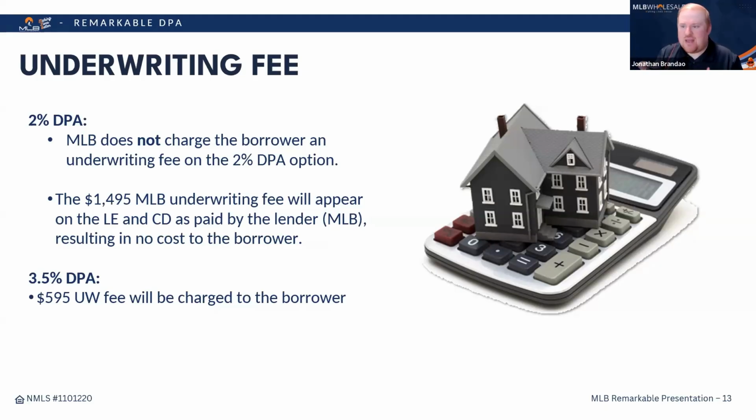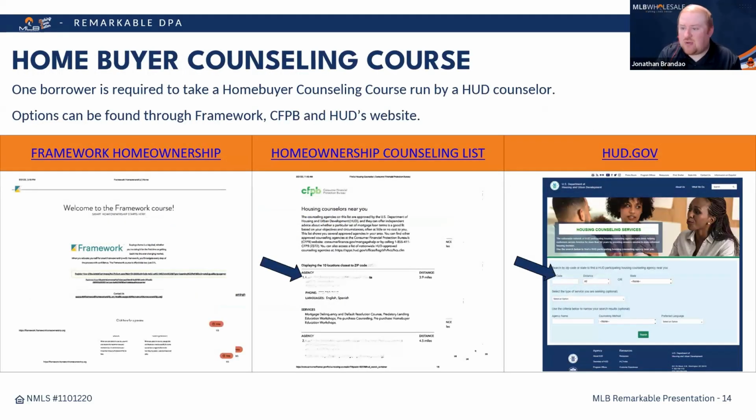This is just setting things up in a better position for the borrowers that need this assistance. If anybody here has worked with a DPA before, you know it's traditional that they have to take a homebuyer counseling class. All we require is that it be run by a HUD counselor. We don't have a specific class they have to take. And only one borrower has to take the class. If there's a husband and wife, either the husband or the wife can take the class, and as long as one of them does it, that's acceptable. We give you some examples of classes we can accept.